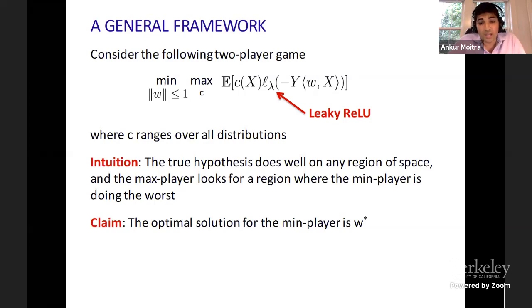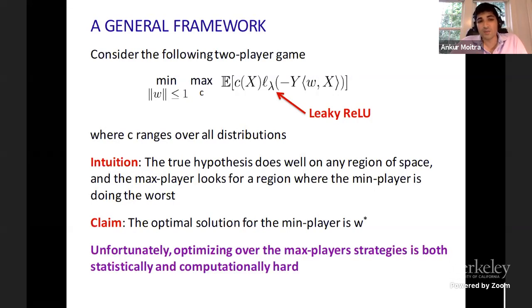Now, there's a simple claim that I'm not going to prove, because this isn't really the zero-sum game I want to work with. What I claim is that if we could reach a minimax optimal solution for this two-player zero-sum game, then the optimal solution for the min player would actually be the true unknown direction W star. So this is the sense in which the zero-sum game is at least a reasonable thing to do.